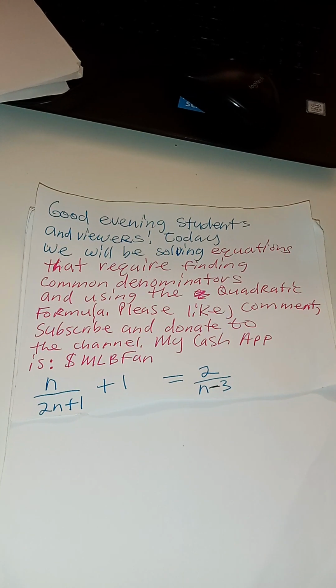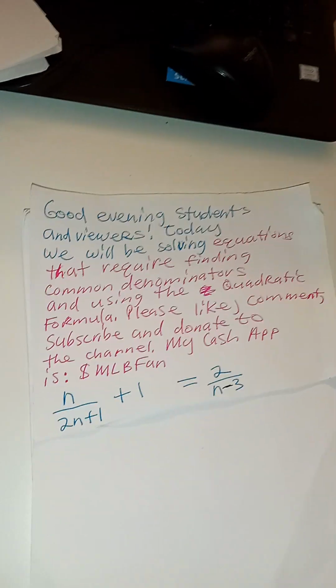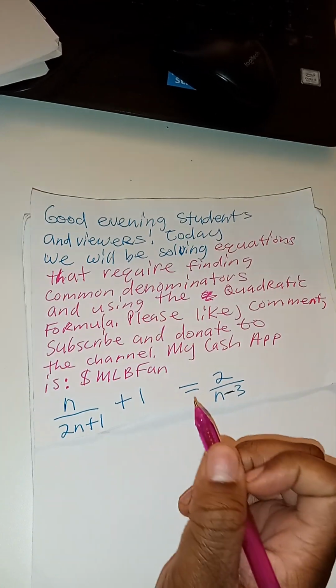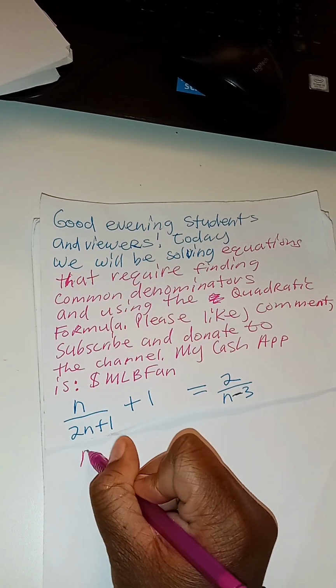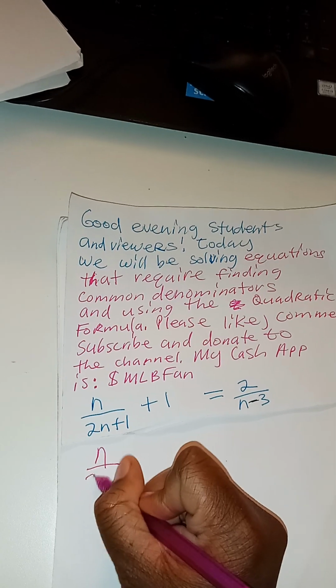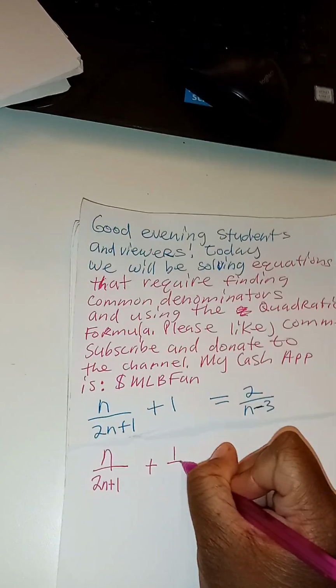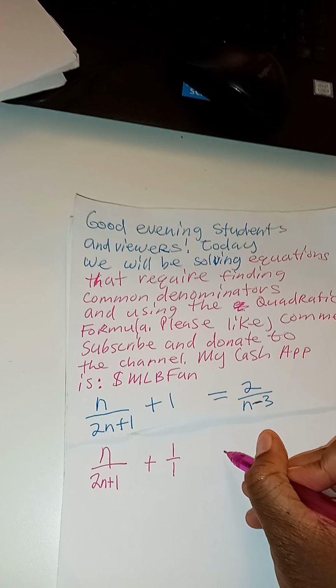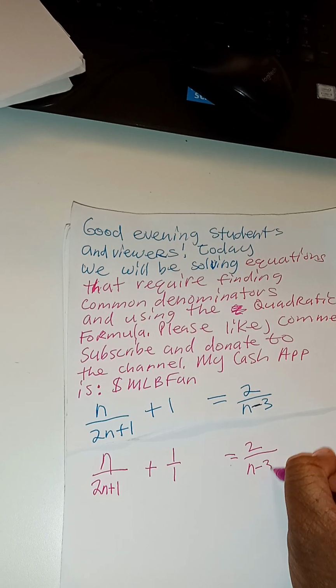Here we see an equation in the form of n divided by 2n plus 1 equals 2 divided by n minus 3. So first we need to make 1 a fraction, and this will yield us n divided by 2n plus 1 plus 1 divided by 1 is equal to 2 divided by n minus 3.